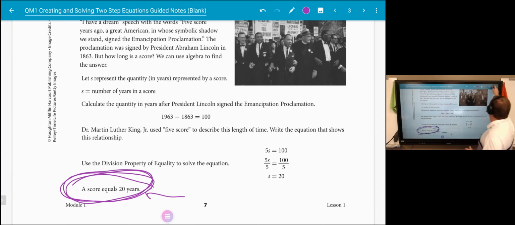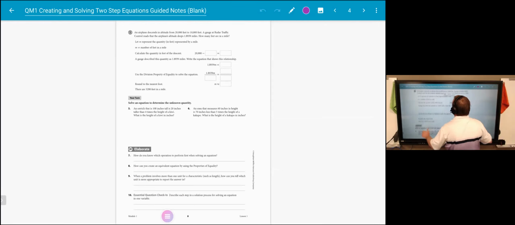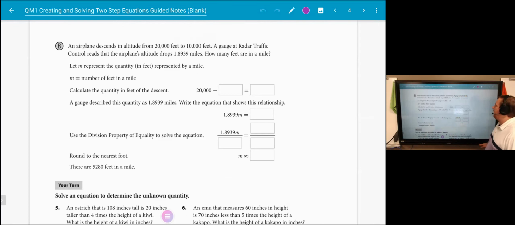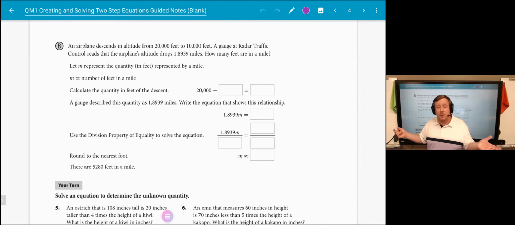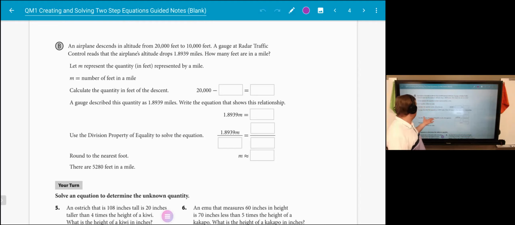Let's look at an example here. An airplane descends in altitude from 20,000 feet to 10,000 feet. A gauge at radar traffic control reads that the airplane's altitude drops 1.8939 miles. How many feet are in a mile? I know you can look that up, but let's just go ahead and do this. What's our unknown quantity? How many feet are in a mile? So we're going to call that M, the number of feet in a mile. We could have called it G, X, Q, M, whatever we want to do. House, cat, it's fine.